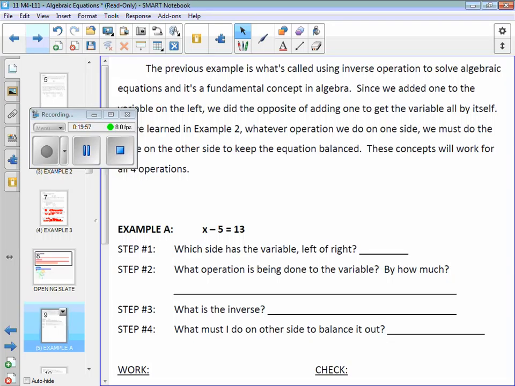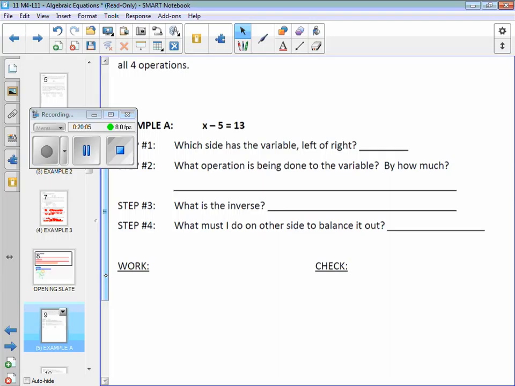So take a look at x minus 5 equals 13. So the first thing I'll ask you, because a variable could be on either side. What side is the variable on, left or right? Shout it out. Left. Write it out.